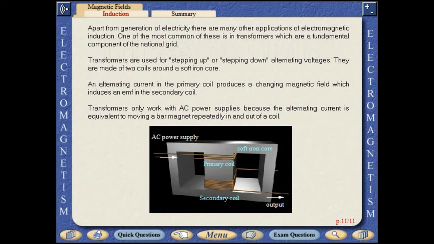Transformers only work with AC power supplies because the alternating current is equivalent to moving a bar magnet repeatedly in and out of a coil.